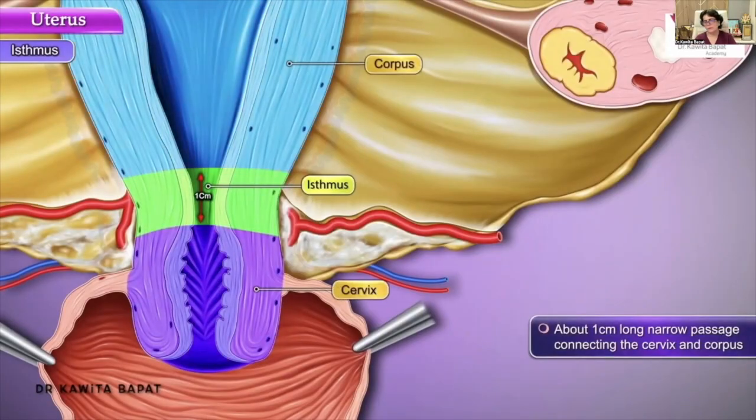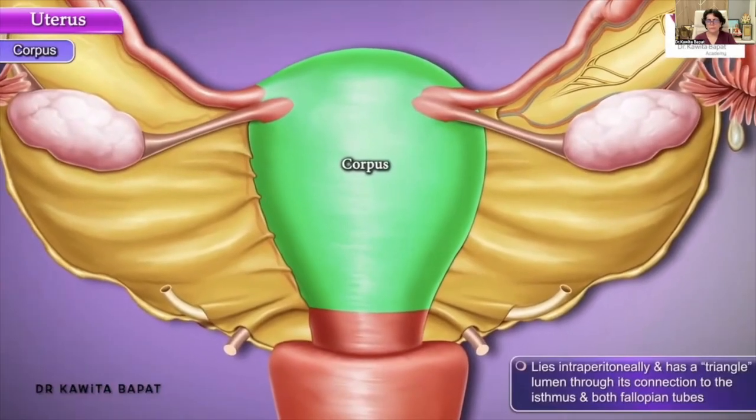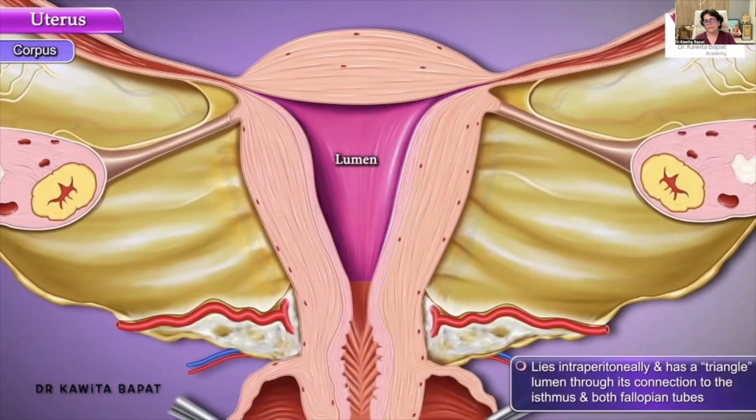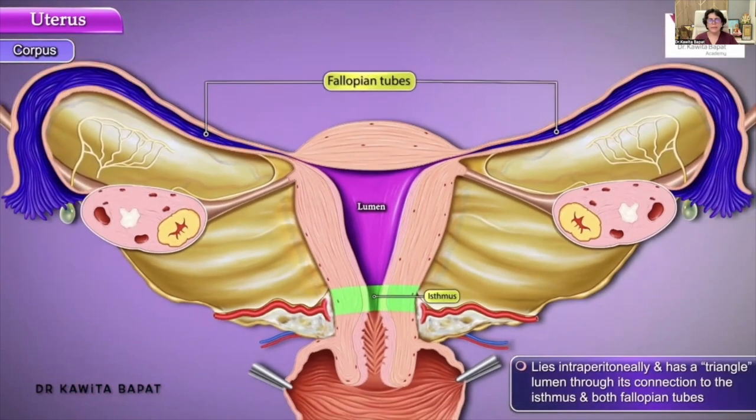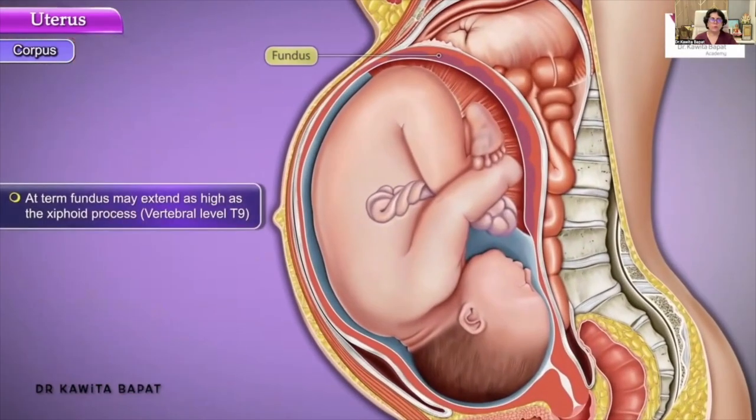Now, the portion between the corpus or the body of the uterus and the cervix is the isthmus. It's a 1 centimeter long, narrow passage, and it connects to the corpus. The corpus lies intraperitoneally, and internally it has a triangular lumen which connects the isthmus and both the fallopian tubes. The uppermost part, the base of the uterus, is called the fundus. At term, the fundus may extend as high as the xiphoid process, at vertebral level T9.